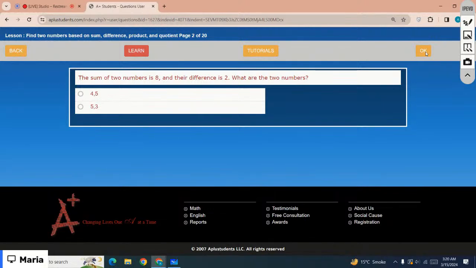Yes, the two numbers that when added make 8 and the difference is 2 are 5 and 3. When you add them, 5 plus 3 makes 8. When you subtract them, 5 take away 3 equals 2. Got it? So the correct option is 5 and 3.